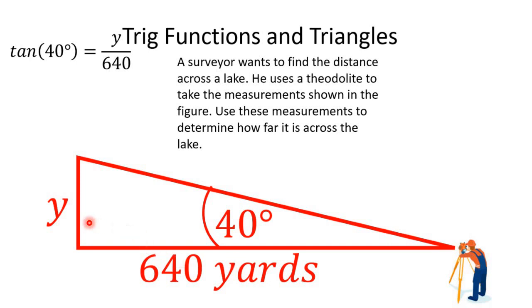So once again, we have the opposite side and we have the adjacent side, but it's a 40-degree angle this time. So we're going to use the tangent. And the tangent of 40 is y over 640. We multiply both sides by 640, and we get that x is approximately 537.